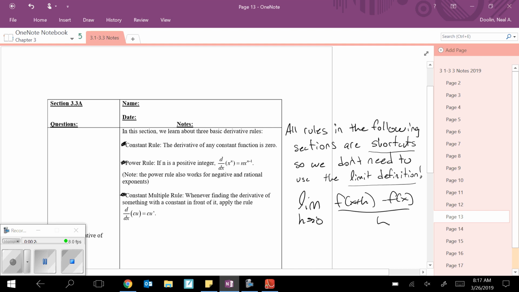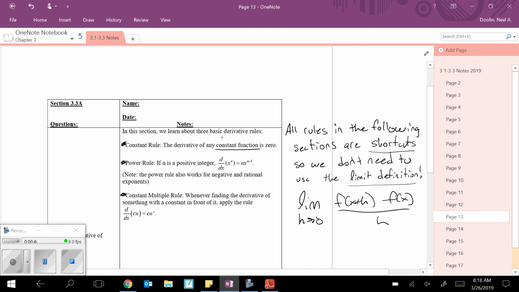So this one, while we still have to know how to use it for the AP test because it always shows up on one or two questions, again, everything else is going to be shortcuts so you can bypass that method. We got three basic ones on the front page, and we got two more complex ones on the following pages. The first one is called the constant rule, and it's the derivative of any constant function is zero.